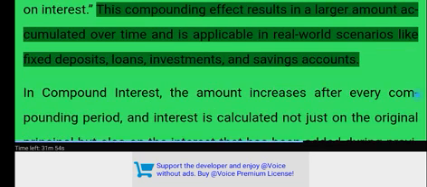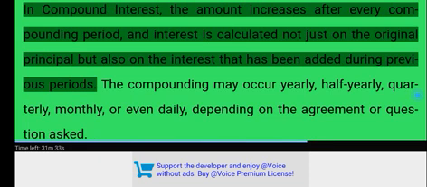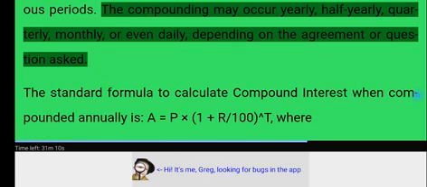This compounding effect results in a larger amount accumulated over time and is applicable in real-world scenarios like fixed deposits, loans, investments, and savings accounts. In compound interest, the amount increases after every compounding period, and interest is calculated not just on the original principal but also on the interest that has been added during previous periods. The compounding may occur yearly, half-yearly, quarterly, monthly, or even daily, depending on the agreement or question asked.